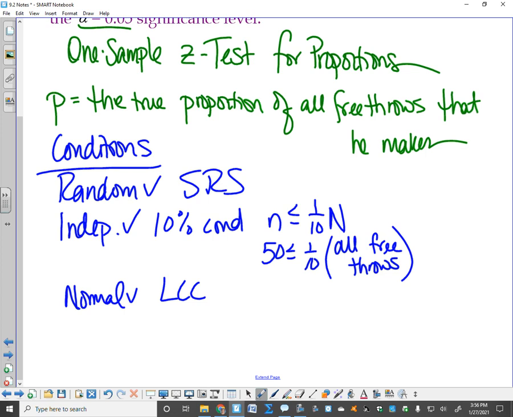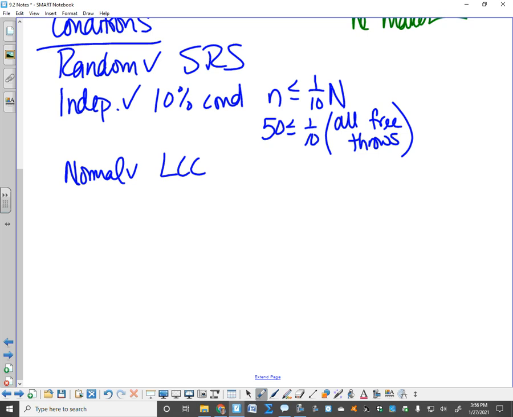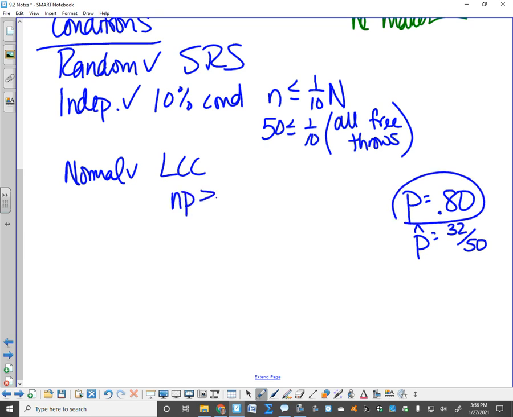So I need to decide if I need hats or not. It says a basketball player claims to make 80% of his free throws. That's a mothership statement. Now, in the sample, he made 32 out of 50. That is a P hat. So let's make sure you understand here. Your P is 80%. Your P hat is the 32 out of 50. Mothership is the claim. Sample is the sample. It's the data from the sample. So since I have mothership information, then on my LCC, no hats, ladies and gentlemen.